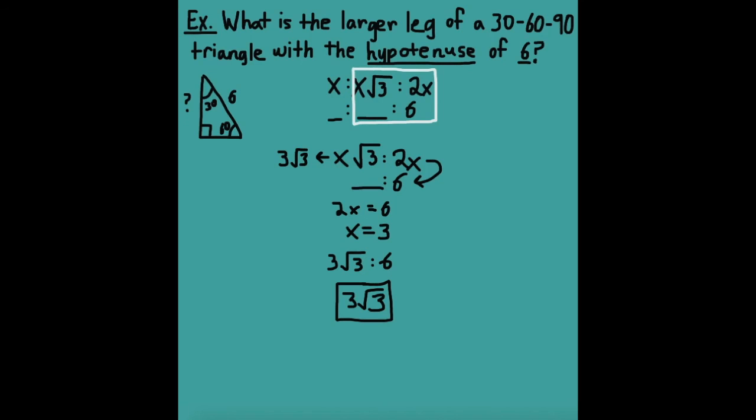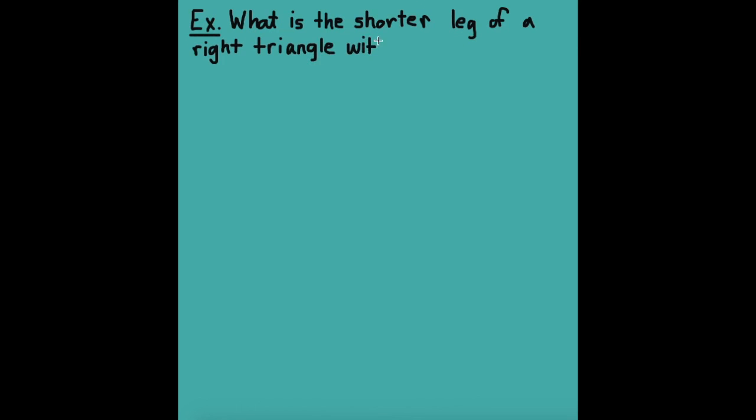Let's try another example. What is the shorter leg of a right triangle with the longer leg of 4 root 3 and a hypotenuse of 8? This problem doesn't specify that it is a 30, 60, 90 triangle. So let's see if it actually is one.